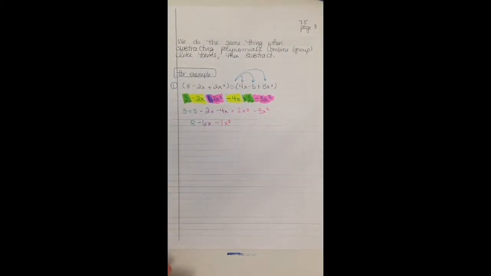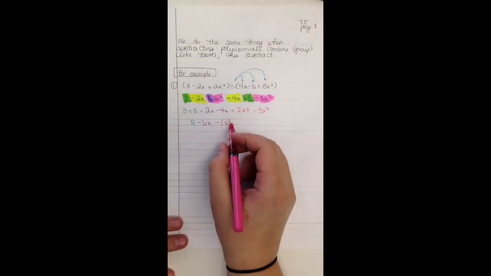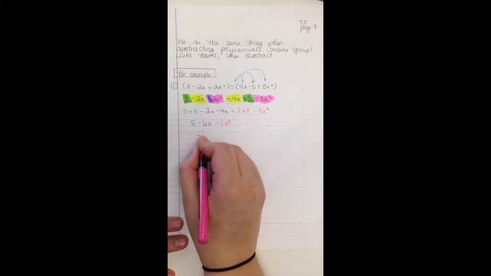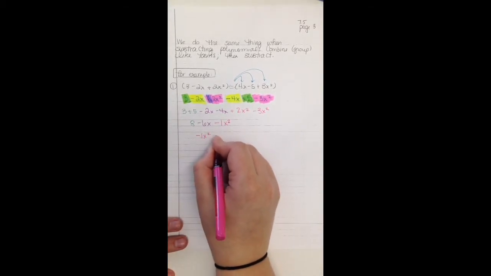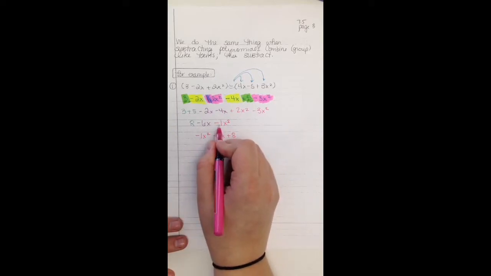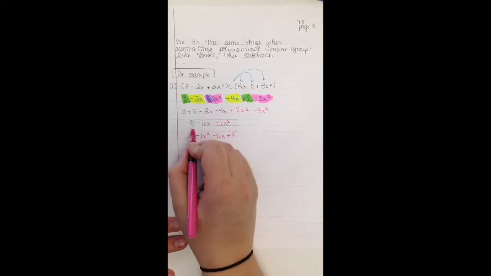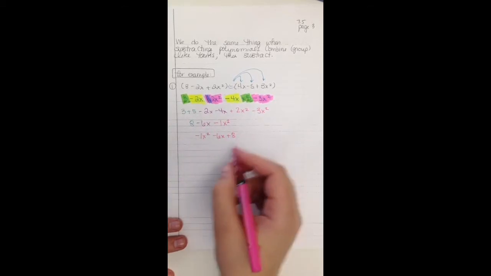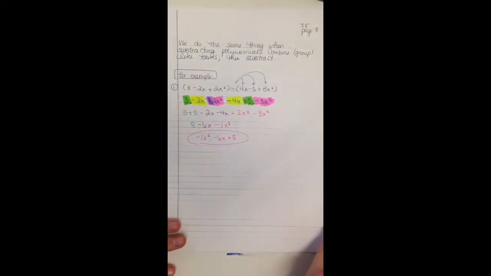This is not written from greatest to least, so I have to rewrite it. So I'm going to rewrite it as negative 1x squared minus 6x plus 8. This is negative because it's being subtracted. So is this one, and this is positive because it was being added. And that's our finished polynomial. Turn to the next page.